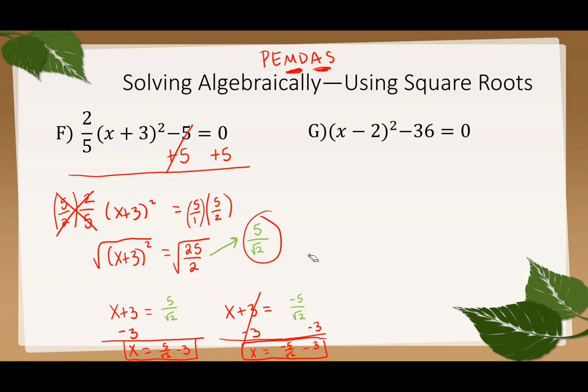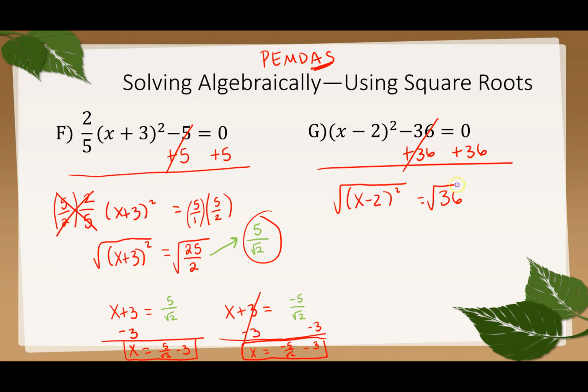All right, let's try this next one. Again, before I deal with the square rooting or the parentheses, I want to get rid of this addition and subtraction, so I'm going to add this 36 to both sides. So this disappears, and I'm left with (x minus 2) squared is equal to a positive 36. Square root both sides, and this one's nice and friendly, which is nice. I'm going to get x minus 2 is equal to, well, what's the square root of 36? It's 6. And don't forget, I also have a negative 6.